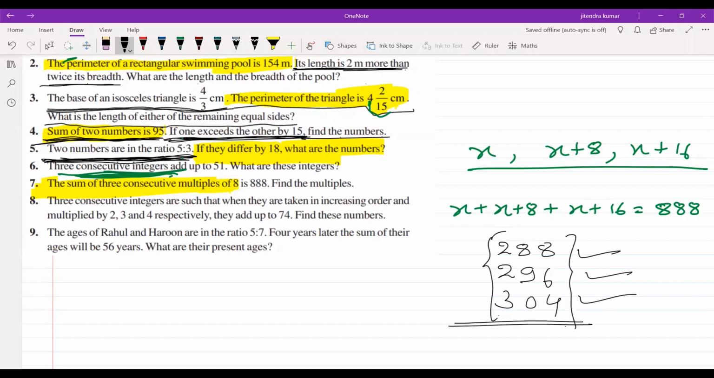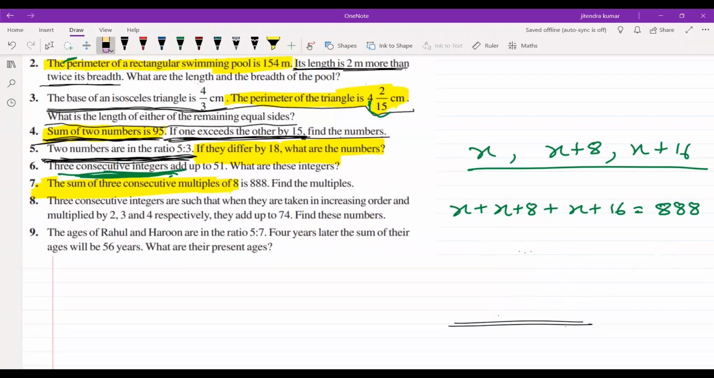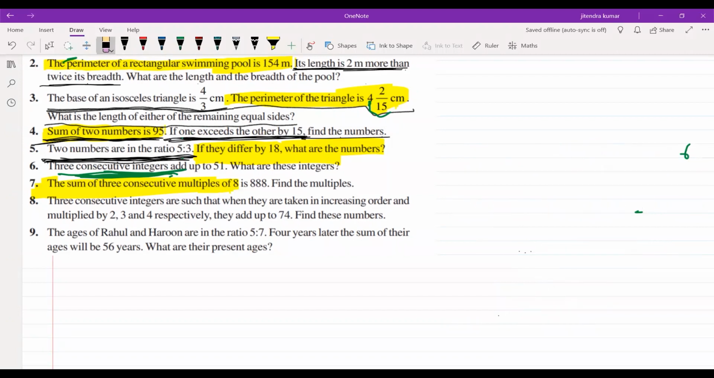These are the three consecutive multiples of 8. You can check, you can divide it by 8. It should get divisible by 8 because if you divide, you will get 8 3s are 24 and 8 6s are 48. So by 36 it will divide it. Okay, so all of these three are multiples of 8. Have you got the answer? Yes, sir. Okay. Now let's move to the next one.